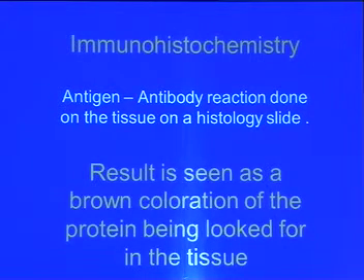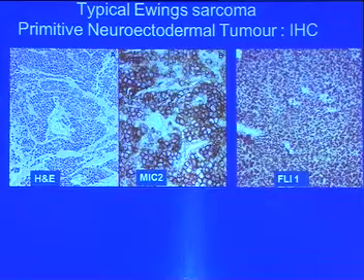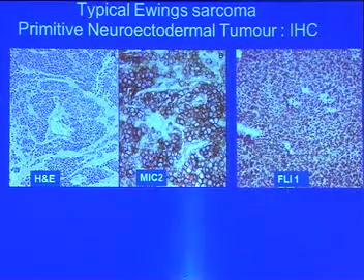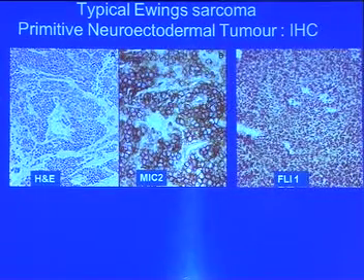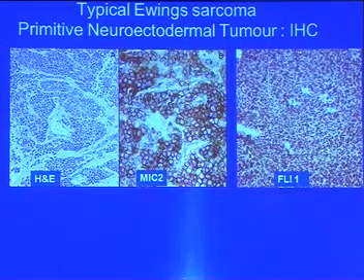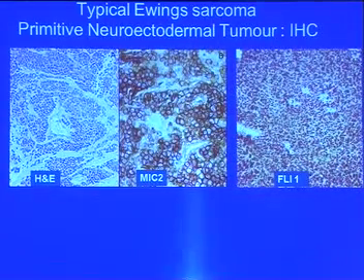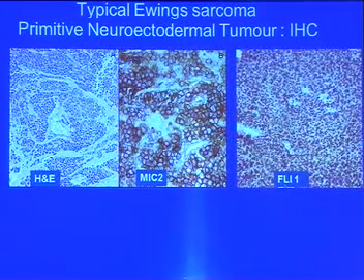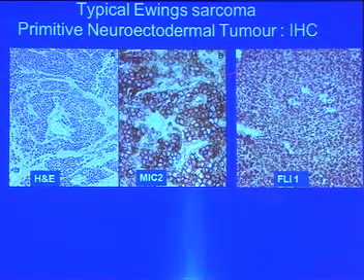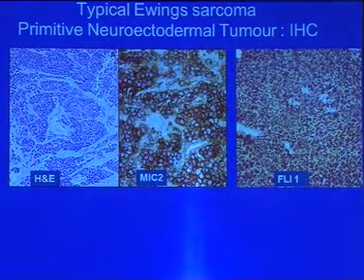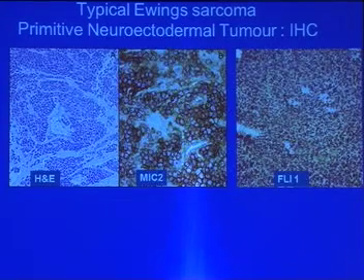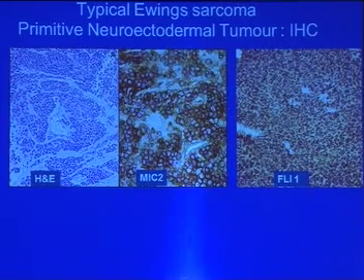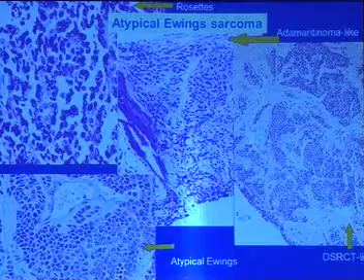Now, the result of this antigen-antibody reaction is seen as a brown discoloration, and this brown discoloration is to be seen or appreciated in the element of the cell where it is supposed to show the brown color. And this is a typical example of Ewing's sarcoma. It's a malignant round cell tumor, and this is the MIC2 or CD99 stain. So just brown color is not sufficient. I have to see it nicely in the membrane of the cells. And this is another stain, Fli1, and unlike this one which has stained the membrane, the Fli1 has stained the nuclei. So it's not just brown color. The brown color has to be in the correct constituent of the cell.